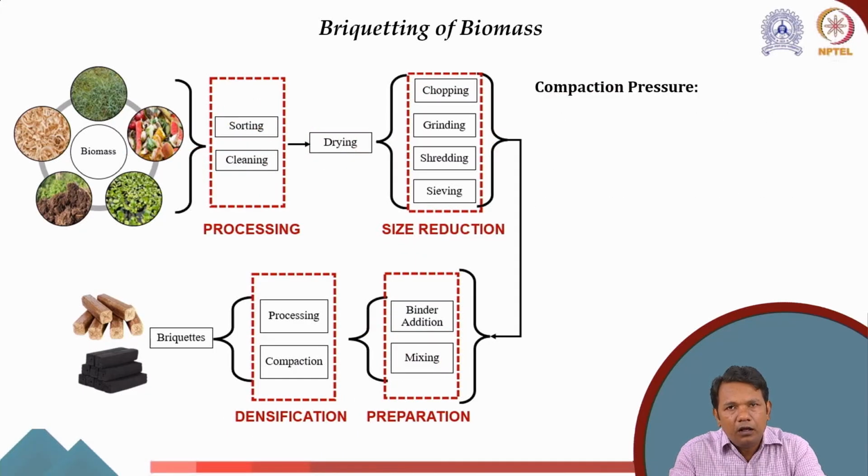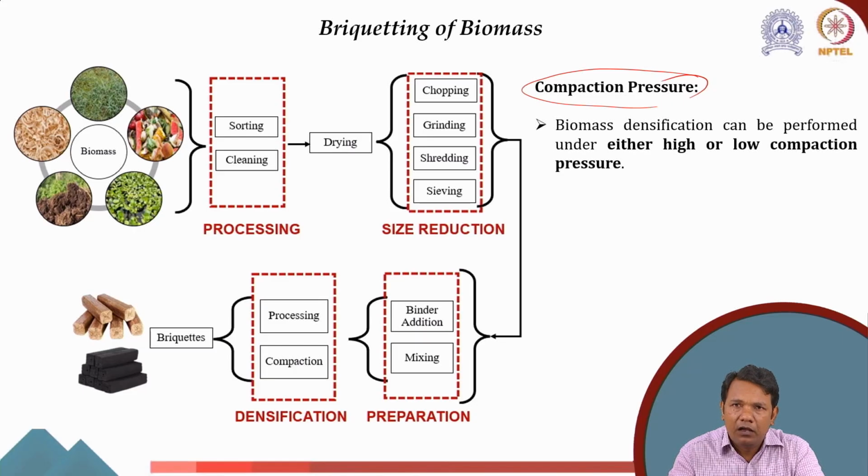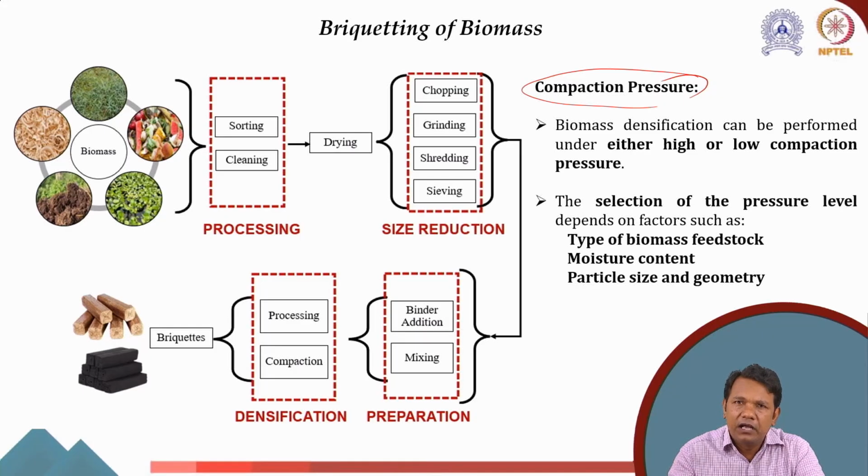Okay. Now, as I said, the compaction pressure is very important. For example, if we have a low compaction process, then we definitely require a binder. But in some cases where high compaction pressure is used, we may not require a binder. So compaction pressure plays a very important role during the briquetting of the biomass. Particularly, as I said, biomass densification can be performed under either high or low compaction pressure.